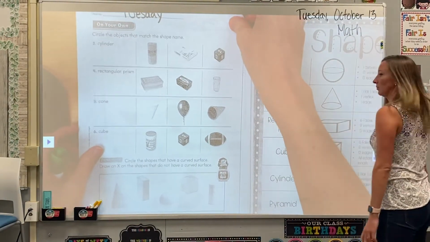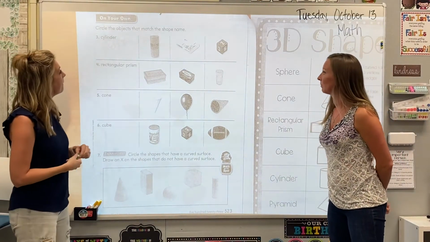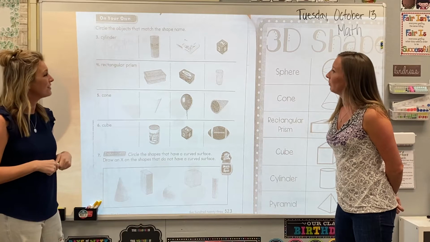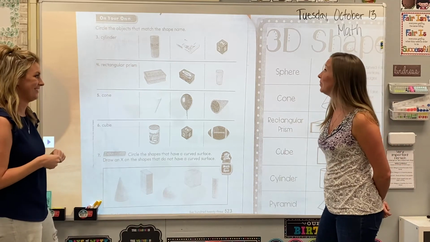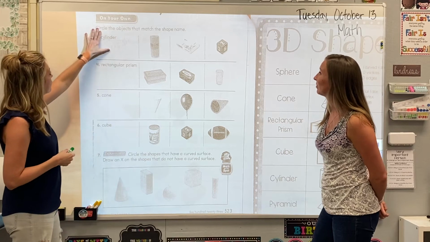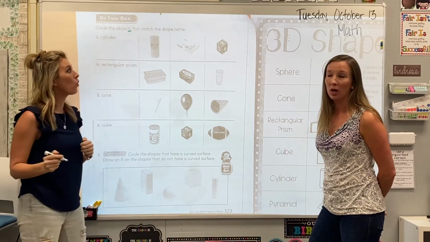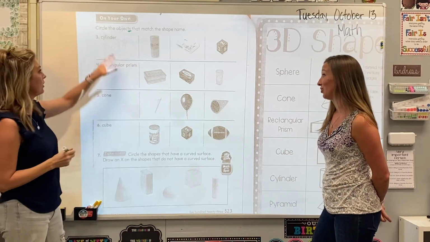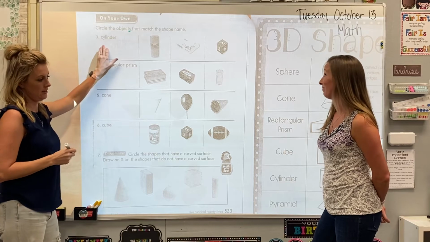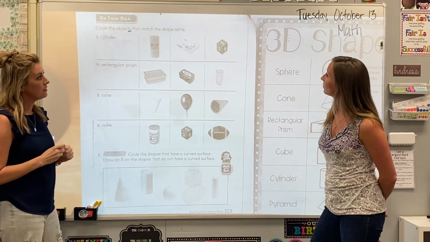All right. Here we're doing the same exact thing, but some of these have more than one object that we can circle. So circle the objects. There's an S here because there might be more than one thing you're circling that matches the shape. So here we have a cylinder. Tricky. And you do have your reference sheet over there. You guys have to figure it out.